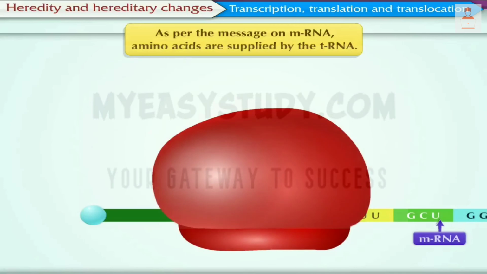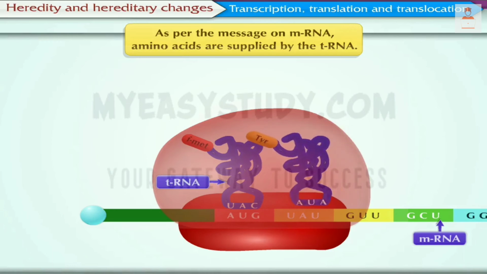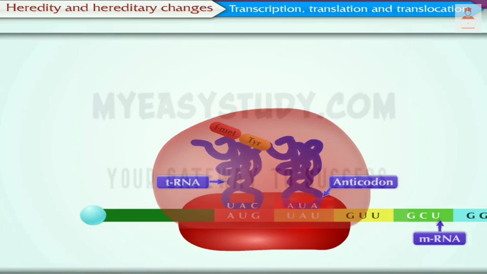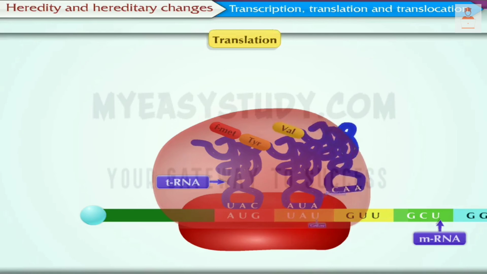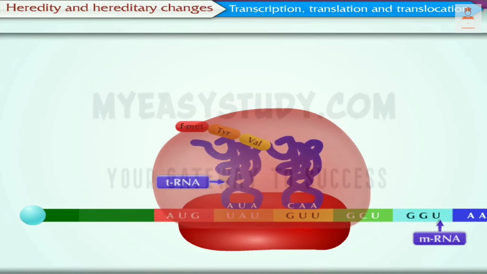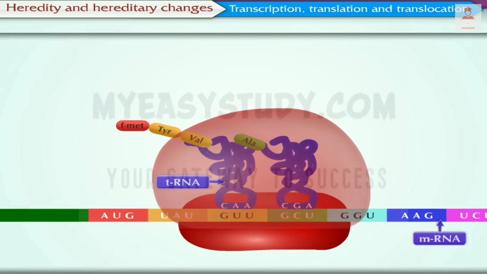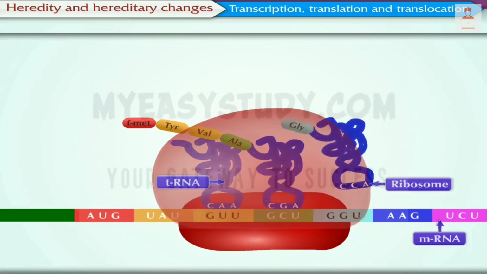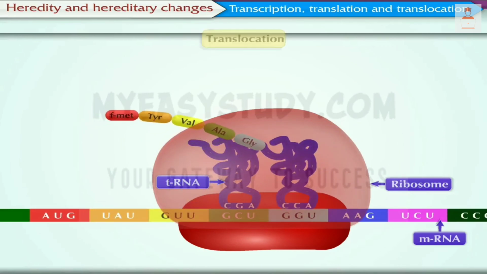As per the message on mRNA, amino acids are supplied by the tRNA. For this purpose, tRNA has anticodons that have a complementary sequence to the codon on mRNA. This is called translation. The amino acids brought by the tRNA are bonded together by peptide bonds with the help of rRNA. During this process, the ribosome keeps on moving from one end of mRNA to the other end by the distance of one triplet codon. This is called translocation.